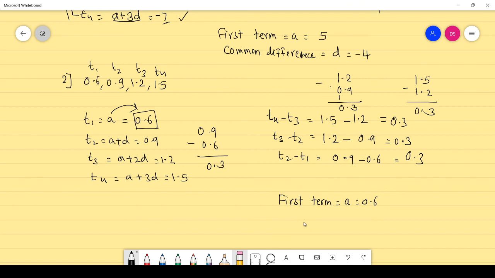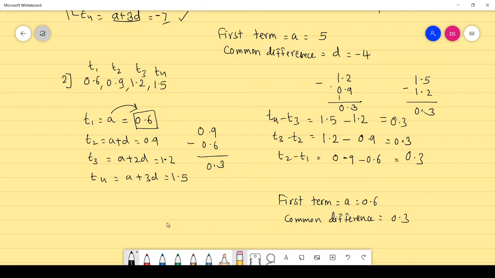First term of the AP is nothing but A, the first term, and that is itself, right? And now the common difference. So what is the common difference? That is equal to 0.3. So our problem is solved.